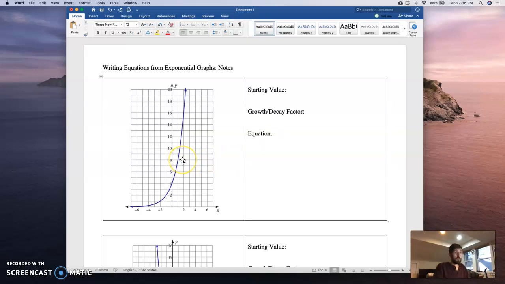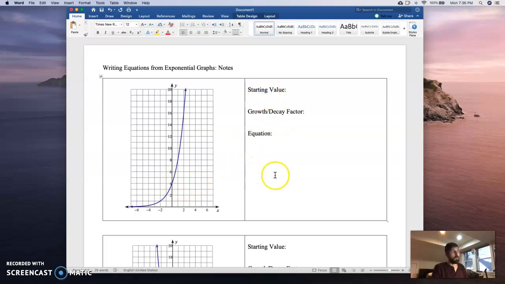There are really only two pieces of information you need to find. It's kind of the same as finding a slope and y-intercept. All you need to find are the starting value and the growth or decay factor, and then you just make an equation out of it. It's a little bit more complicated than finding the slope, but we're going to start by finding the starting value.